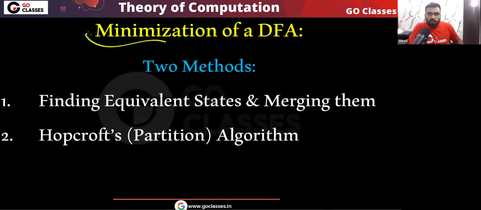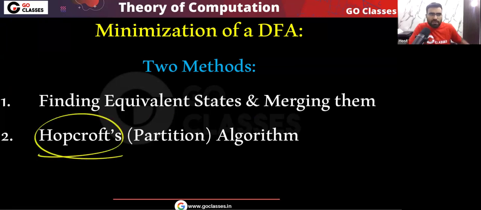Now, if you want to minimize a DFA, then there are two methods. Either you can use the first method or the second method. We will see both. The first method is finding equivalent states and merging them. This is method number one. Another method is the Hopcroft partition algorithm. There is an algorithm given by Hopcroft, and that algorithm you can also apply.